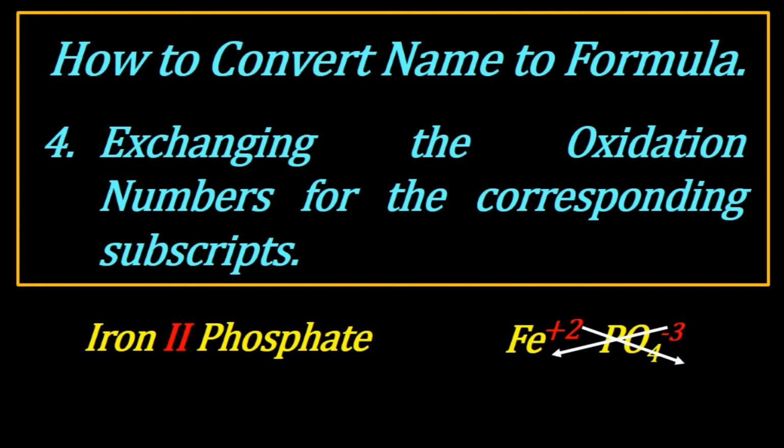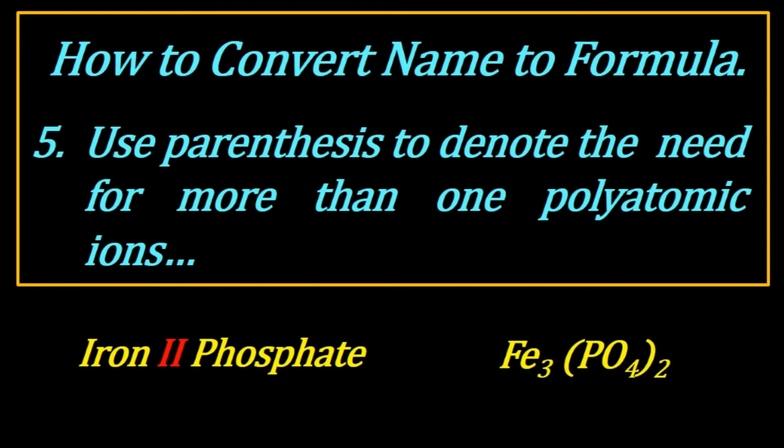However, the problem with the crisscross way is if you have even oxidation numbers, you're going to have to do some reduction. So for instance, if you had +2 and -2, it would be 1 to 1. Or 4 and 2 would be 2 to 1. So in this case, it's going to be Fe3(PO4)2. You just exchange the oxidation numbers of each of the elements for the opposite component's subscript. So here we have iron 2 phosphate is Fe3(PO4)2.